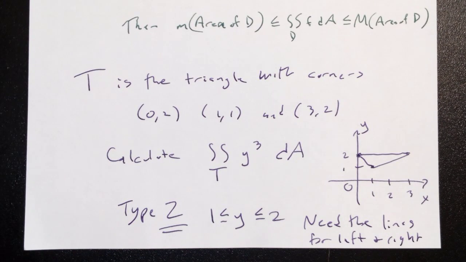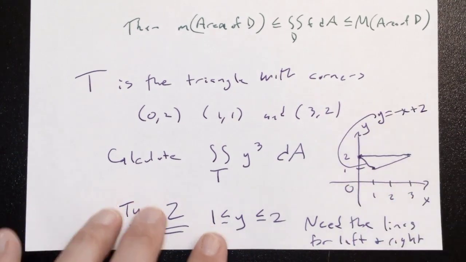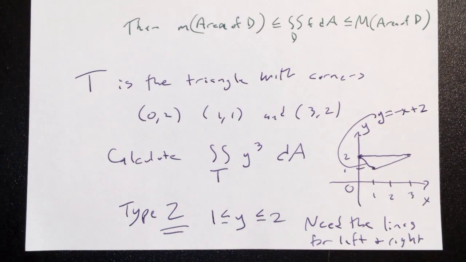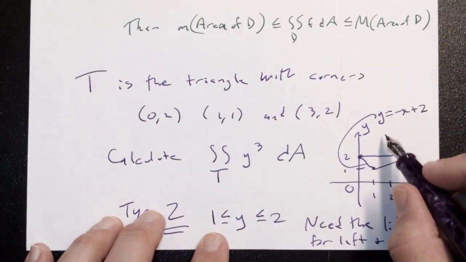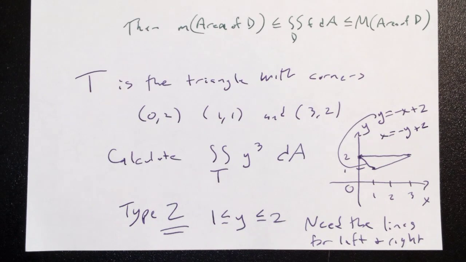But I have 2 points. For the left line, I have the point (0, 2) and the point (1, 1). That's a slope of -1 and a y-intercept of 2. I know this line right here is the line y equals minus x plus 2. Which means I can rewrite that and I can get x equals minus y plus 2. Just switch the sides, right? Move the x over to the left, move the y over to the right.